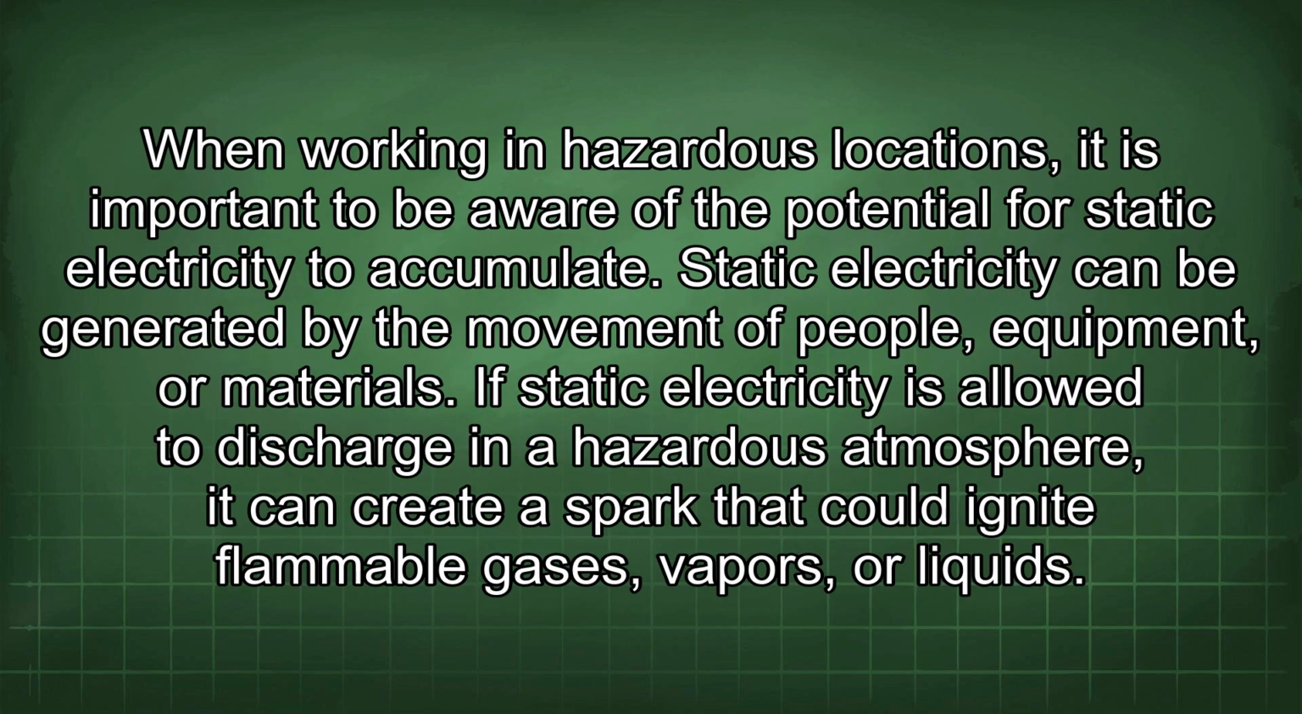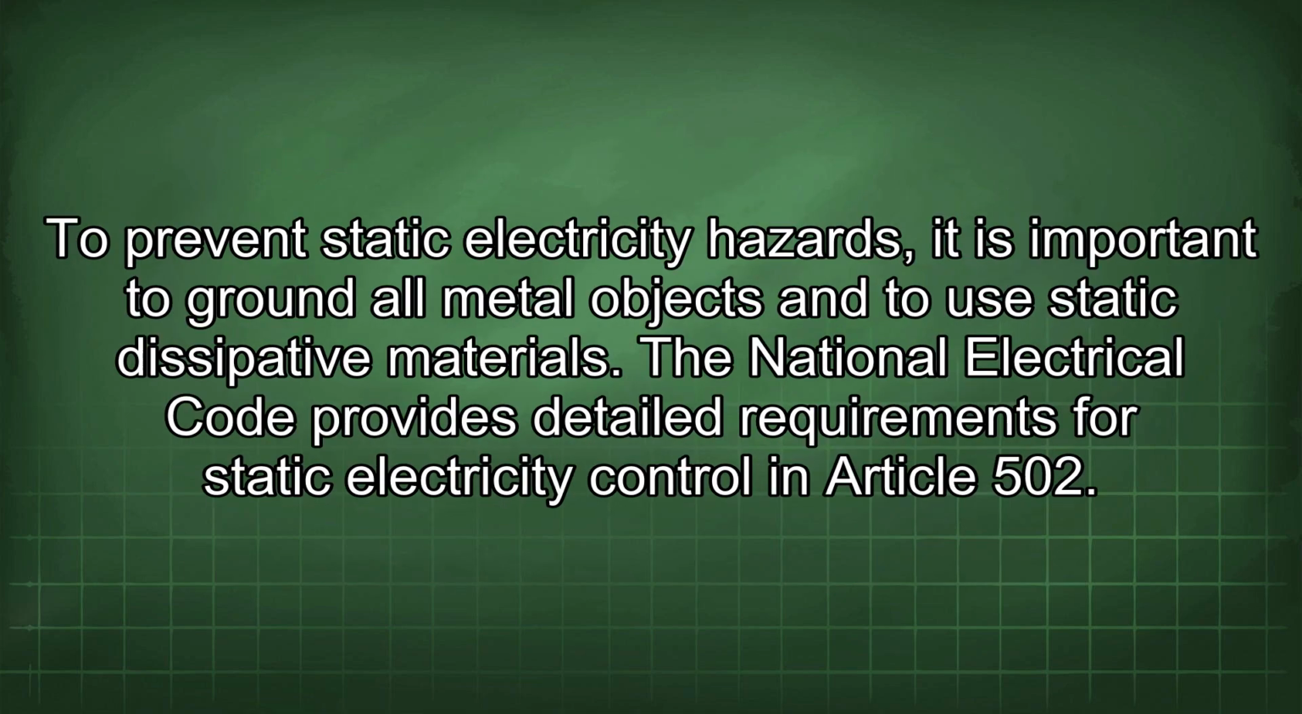When working in hazardous locations, it is important to be aware of the potential for static electricity to accumulate. Static electricity can be generated by the movement of people, equipment, or materials. If static electricity is allowed to discharge in a hazardous atmosphere, it can create a spark that could ignite flammable gases, vapors, or liquids. To prevent static electricity hazards, it is important to ground all metal objects and to use static dissipative materials. The National Electrical Code provides detailed requirements for static electricity control in Article 502.